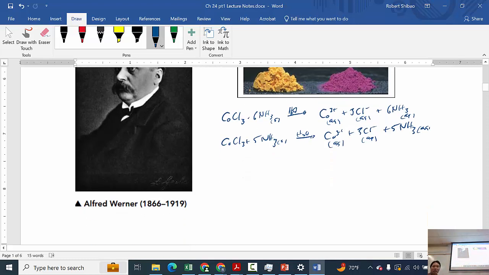All right, so when we do that, then how can we test this? Is there a chemical property that we can use to test for any of these species in solution? Do you know? One thing we could test for is ammonia. Another thing we could test for is chloride.